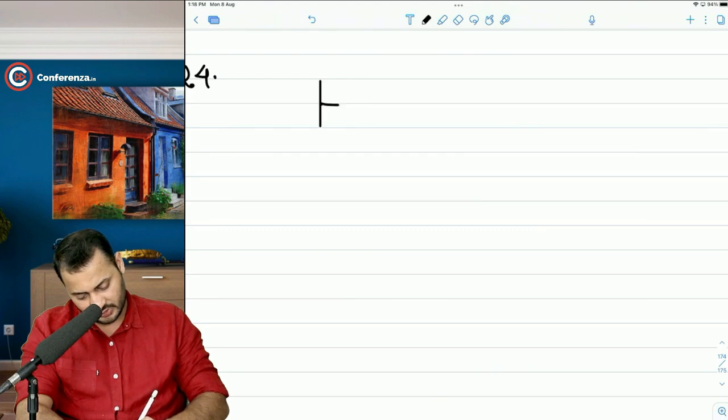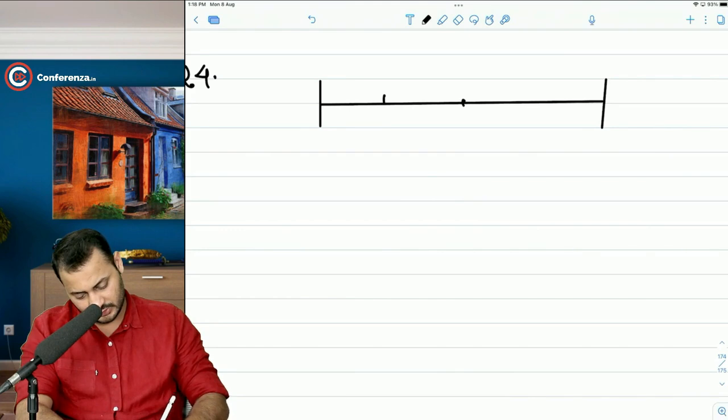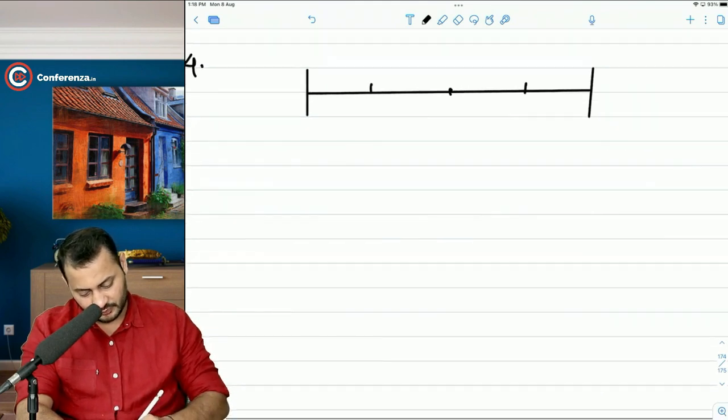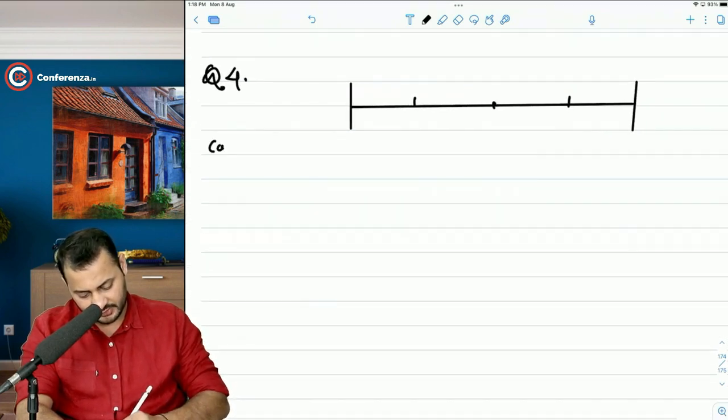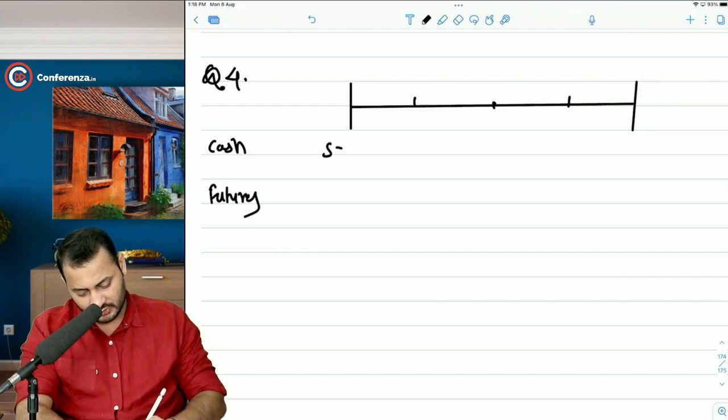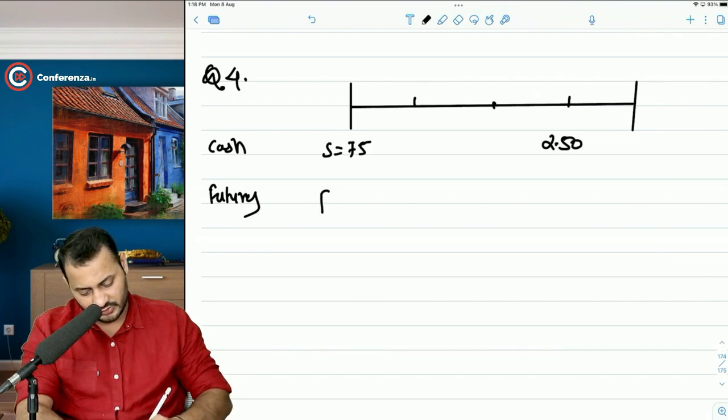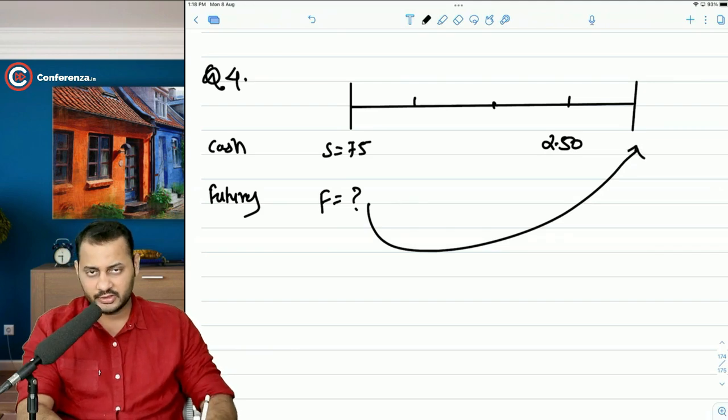What exactly is going to happen? Spot price. This is the cash market. This is the futures market. The spot price is 75 here. You are going to receive 2.5 rupees of the dividend. You have to calculate the forward price here. The forward price is nothing but the cash outflow at this point of time.